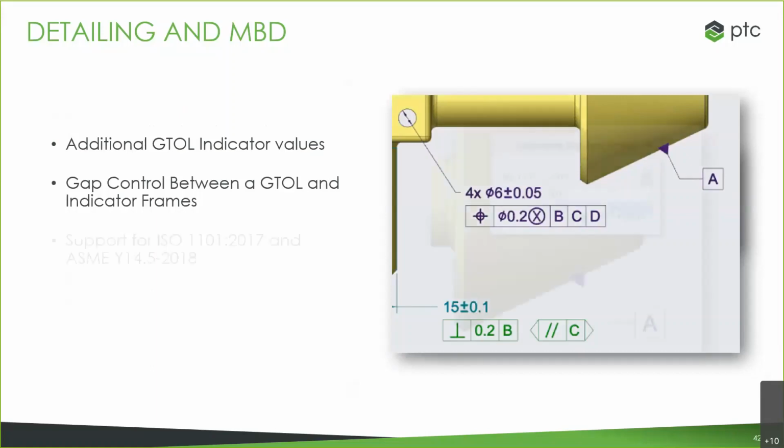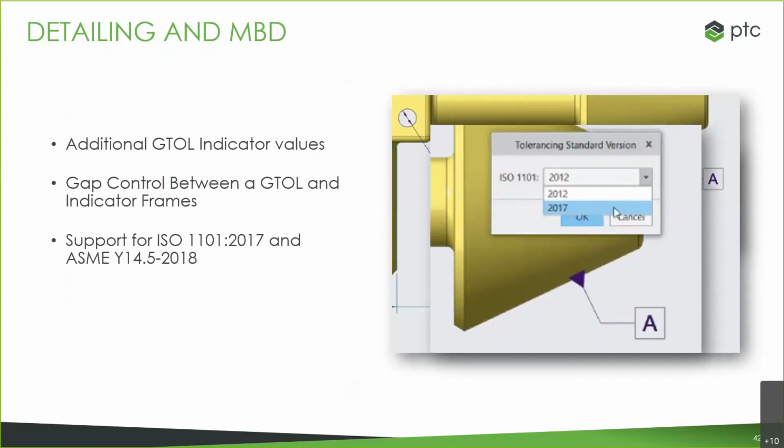That's something important there. Around those standards, as they keep getting released, Creo is going to keep evolving right along with them. So now we've included support for that 1101 2017 and also ASME Y14.5 2018.